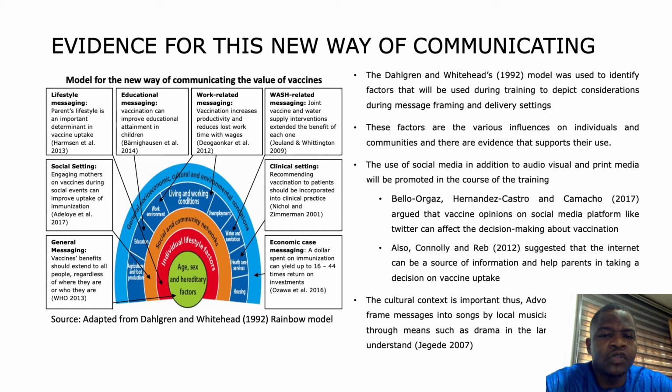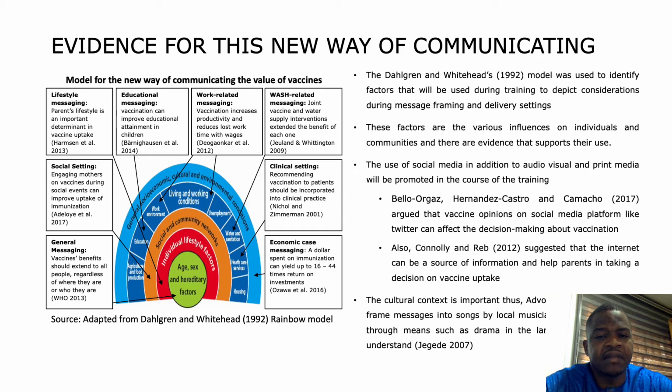So, we are going to use this Dahlgren and Whitehead model to identify factors that will be used during training, such that both in message framing and delivery, that is one new thing we're bringing to this new means of communication. And these factors are the various influences on individuals and communities that have an impact on their health. The use of social media, in addition to audiovisual and print media, will be promoted in the course of the training. As we know, social media is growing, and we need to also consider that means of communication.